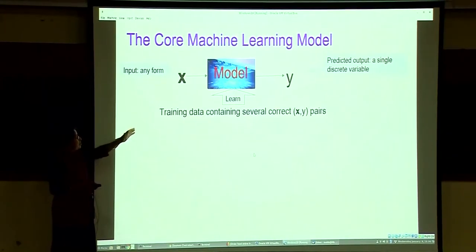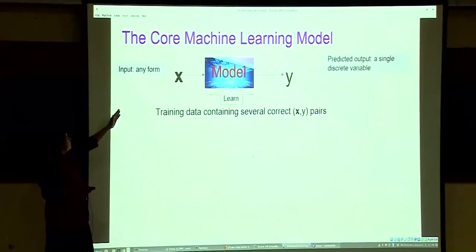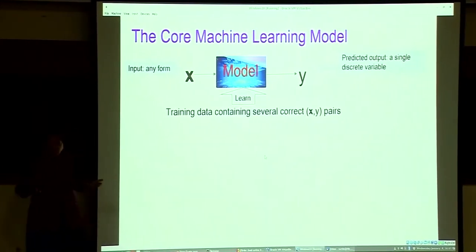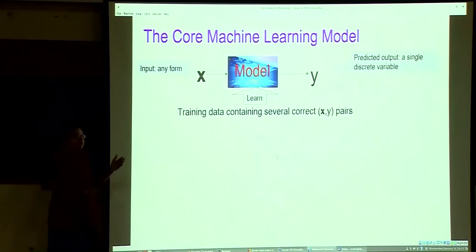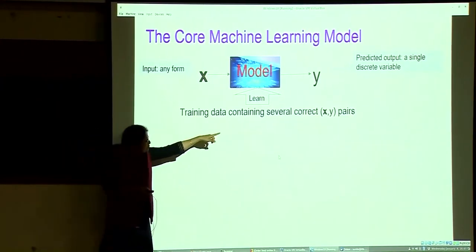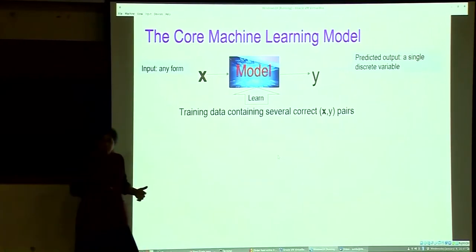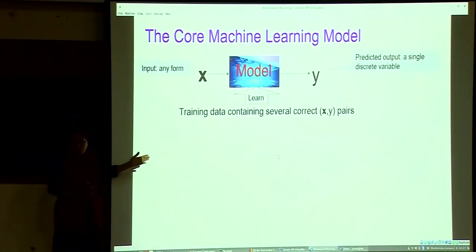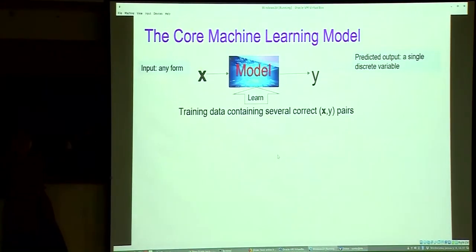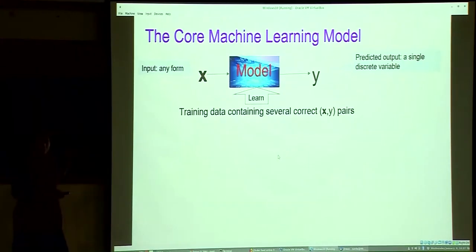And in machine learning, you believe that learning this mapping from X to Y through a deterministic program is hard. So you use lots of examples of correct input-output pairs, which I am denoting as X, Y, to train a model. And once you have trained such a model, which has this very simple specification, you can solve a lot of different tasks.